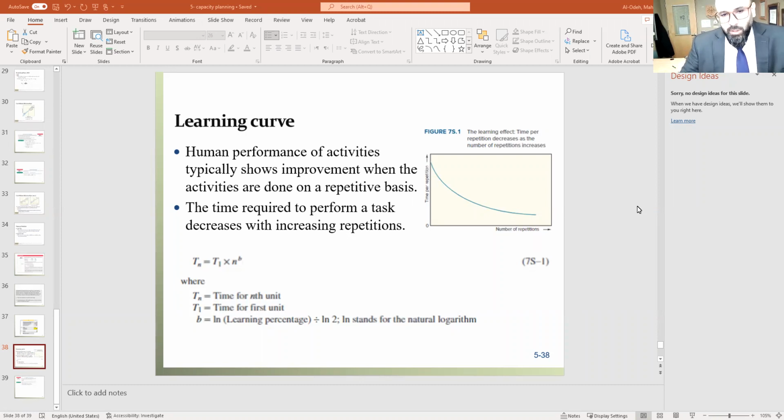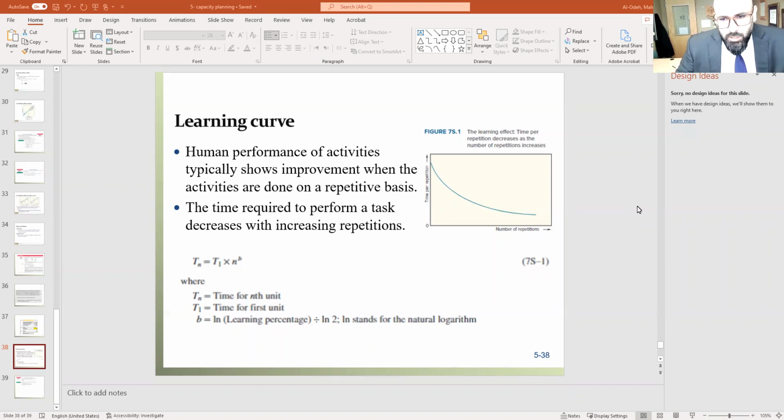As you know, as a human, when we perform an activity, we will gain some improvement because of the repetition of that job. So the first time you do a job will take you longer than the next job. Because you're learning, this is what we call the learning curve. So the time required to perform a task decreases with increasing repetition. The more you repeat the task, the less time that you need.